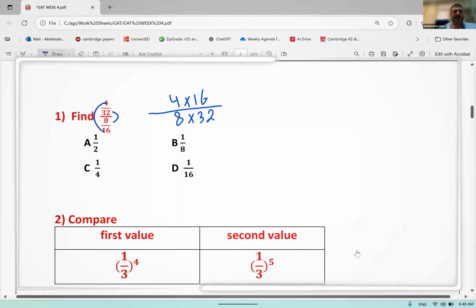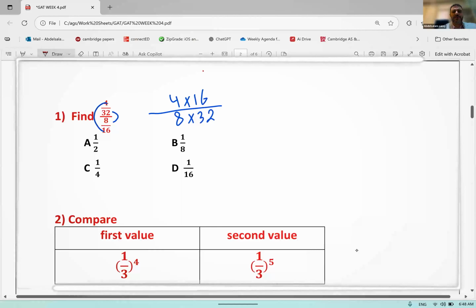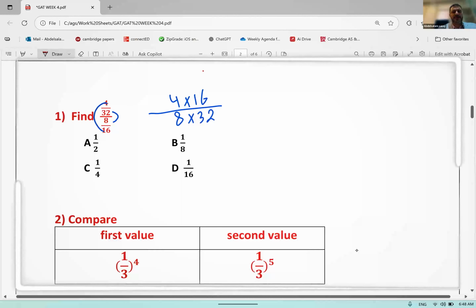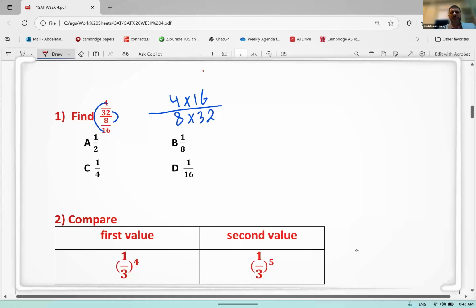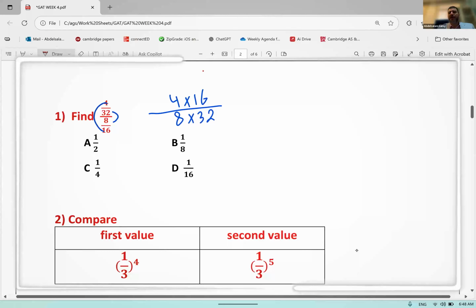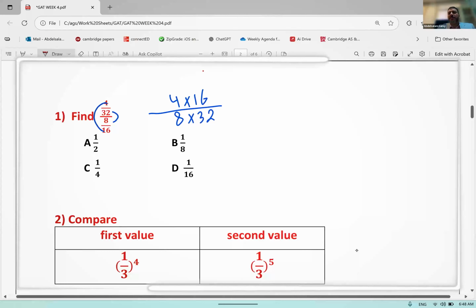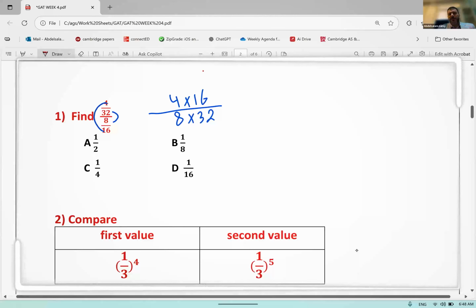Jamil, how can I simplify it? You told me, Mr., why not multiply 4 times 16 as 64 and 8 times 32? It will be very big numbers, and if you have big numbers, it will be difficult to simplify. So I prefer to keep it as it is.